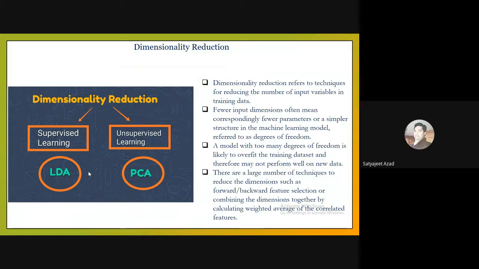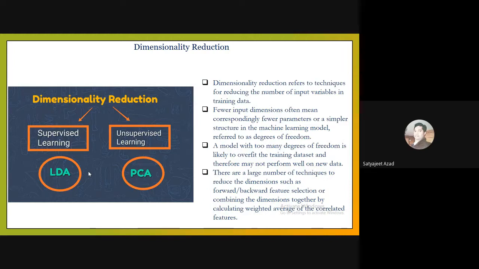If a data set has 10 features, then you will say it has 10 minus 1, 9 degrees of freedom. A model with too many degrees of freedom is likely to overfit the training data set and therefore may not perform well on new data. Also, in data science there is a problem of underfitting and overfitting. If you have a large data set, there could be a problem of overfitting. On new unseen data, the model's performance will be very poor. So to deal with this overfitting and underfitting, there comes the concept of linear discriminant analysis.